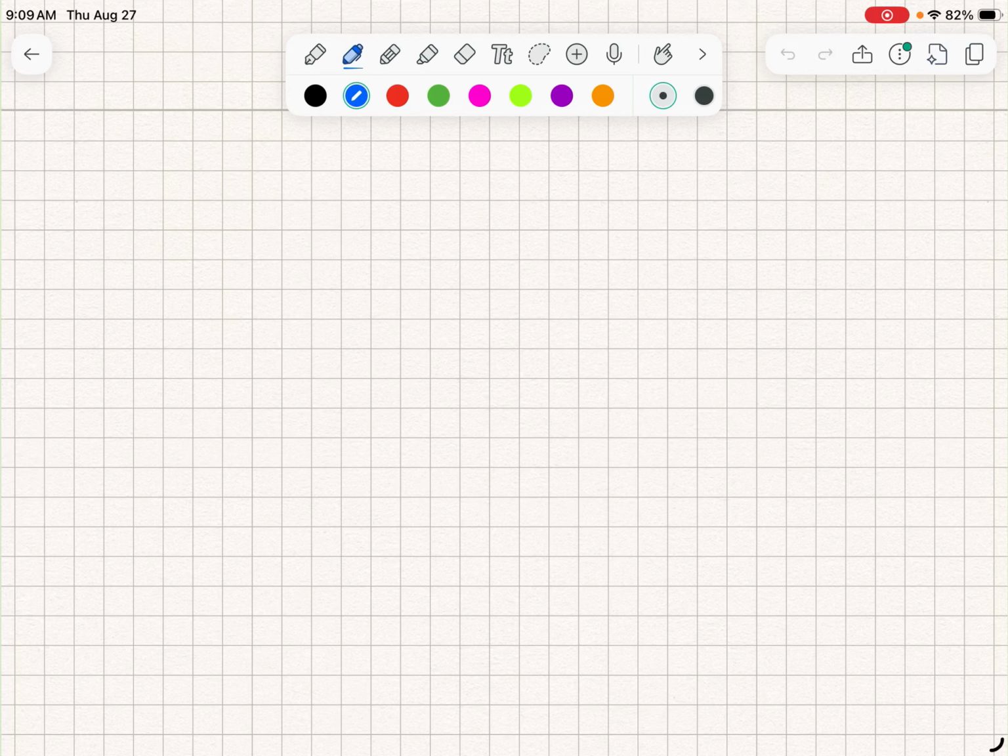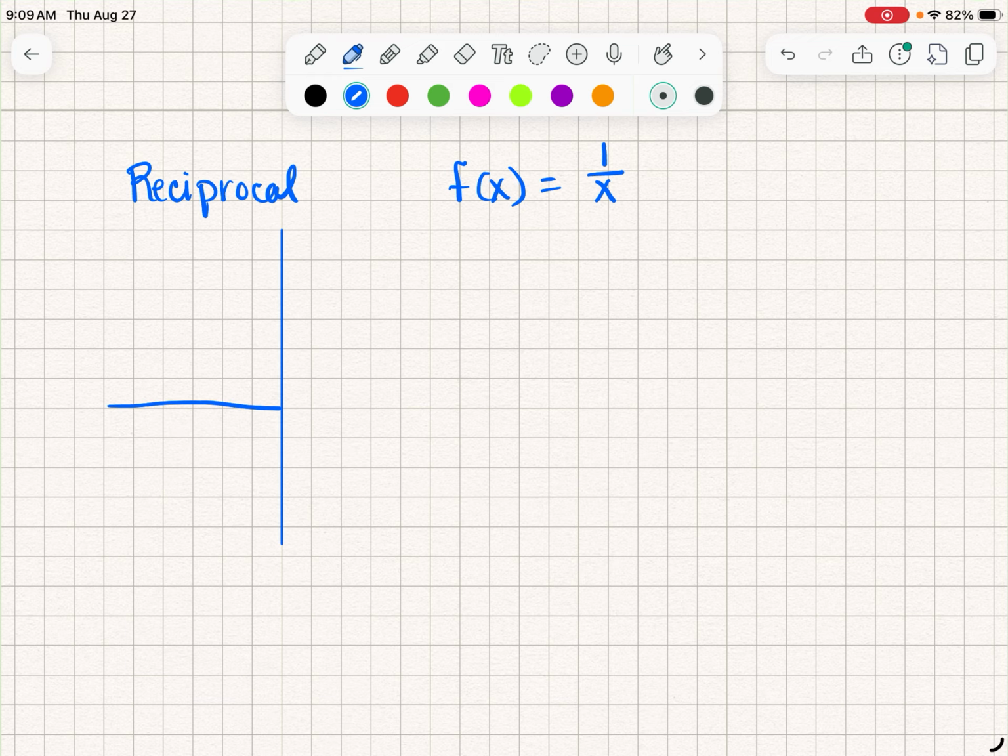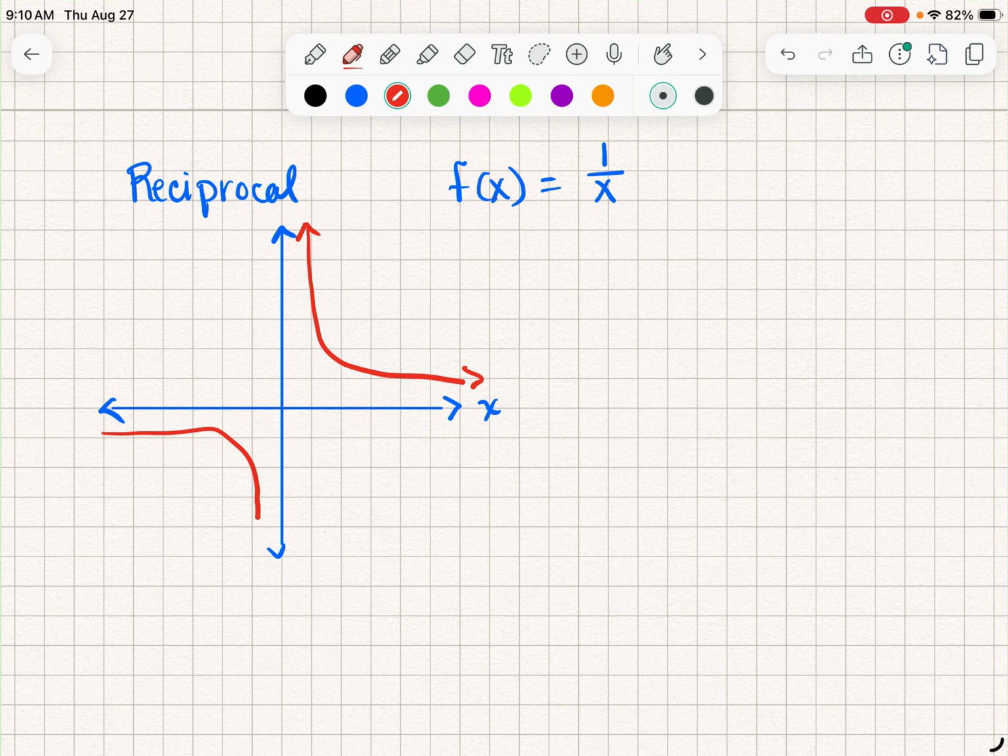All right, let's pick up at the reciprocal function. If you recall, the reciprocal function is just the function where it's a fraction. So that's why we call it the reciprocal function. If you recall, the graph of the reciprocal function is actually the first one that is not continuous because it is in two pieces. So you have the curve in quadrant 1 and the curve that is not.